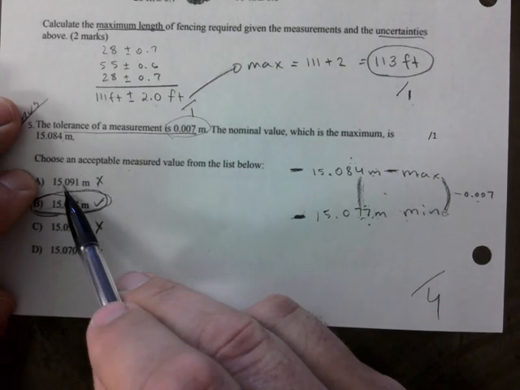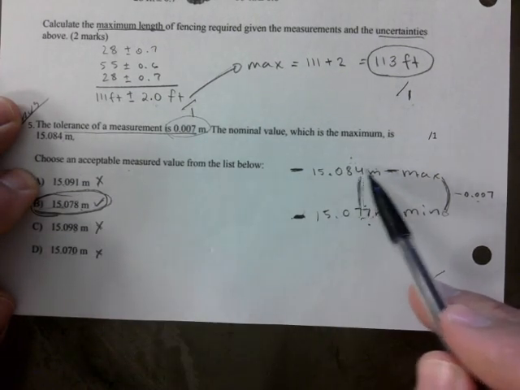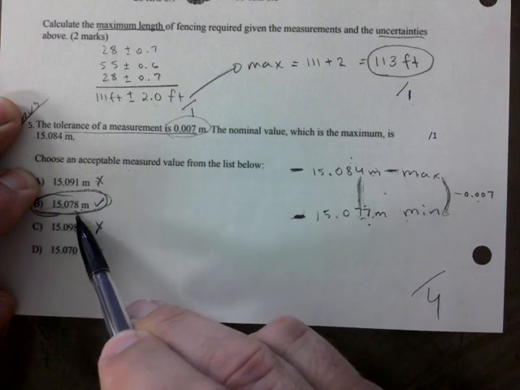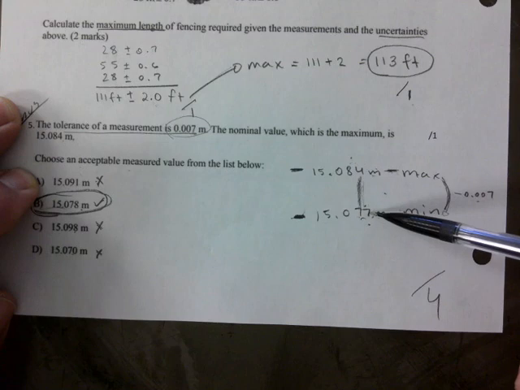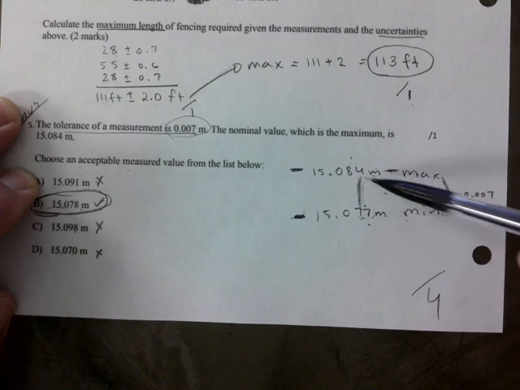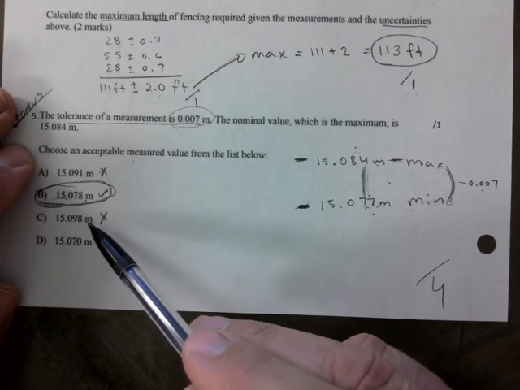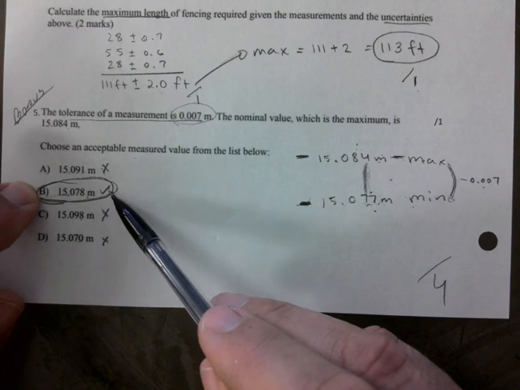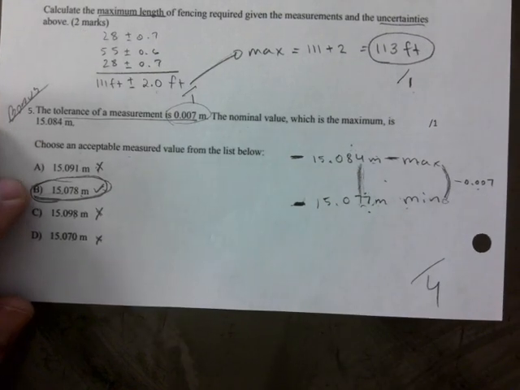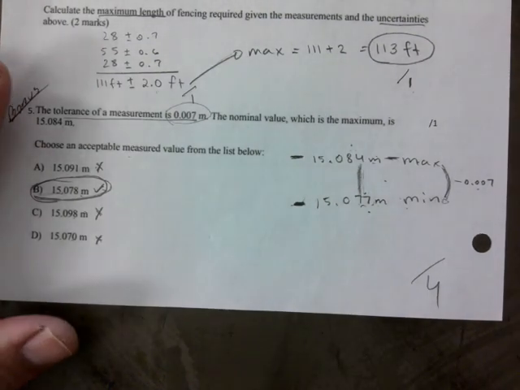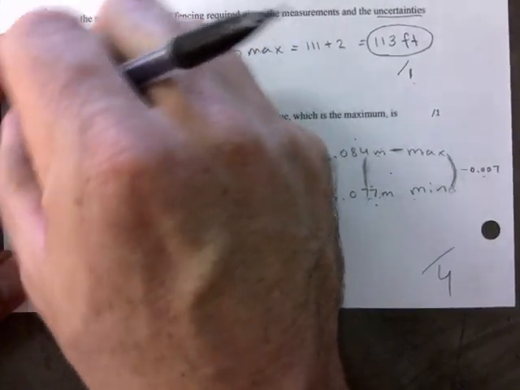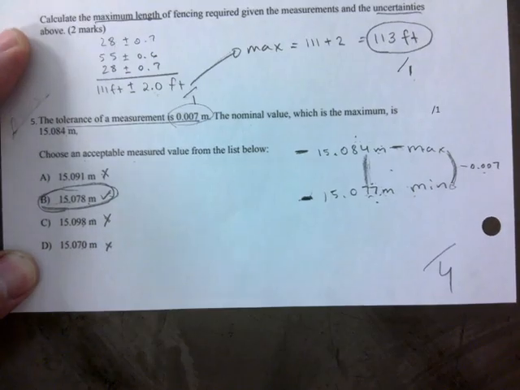And so 15.91 is above the max, so that's a no-go. This is 15.078. It's just bigger than this, so you're still in here, somewhere in here. This one is too big. This one is too small. Okay, so the only correct answer there is that. So 4 marks for, wait a minute, hold on. I didn't make that a bonus because I wanted you to know it. So no bonus there. So what are we at?